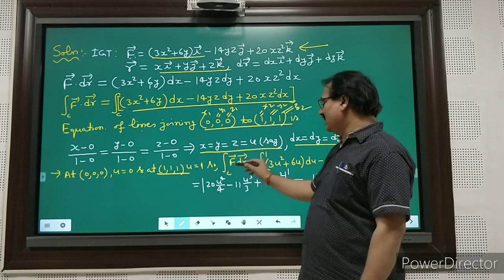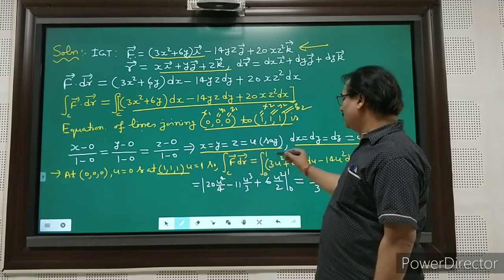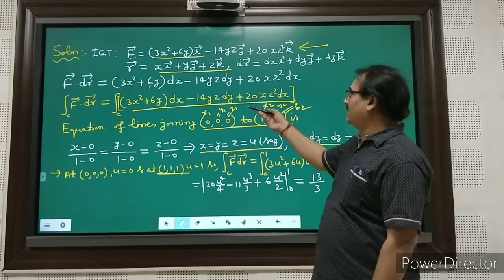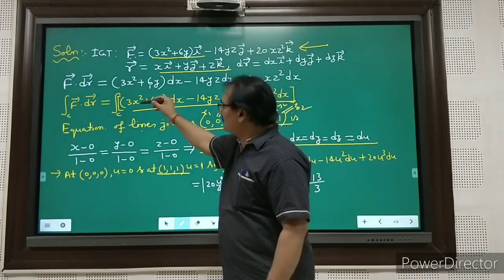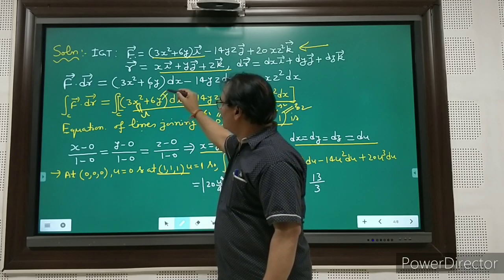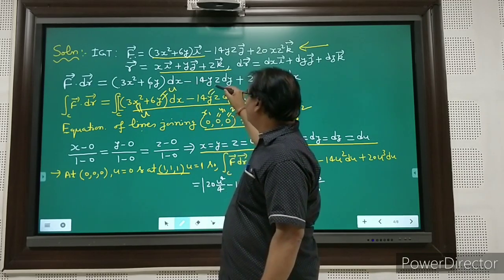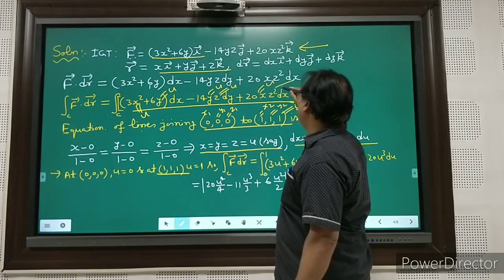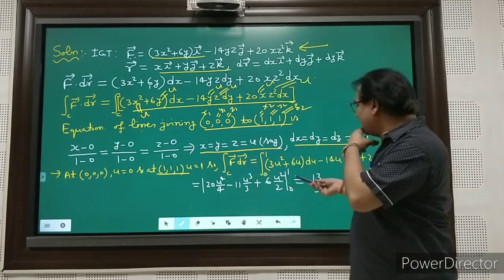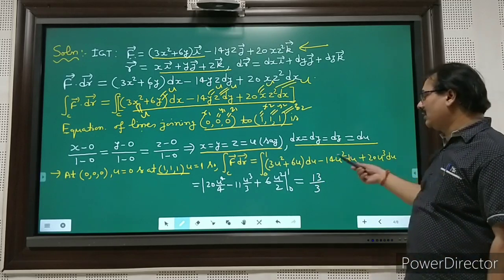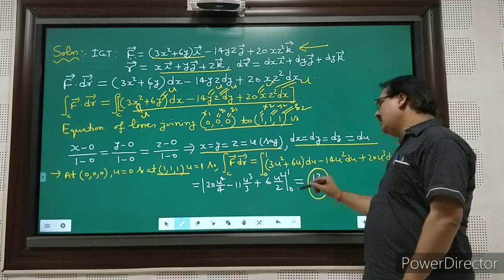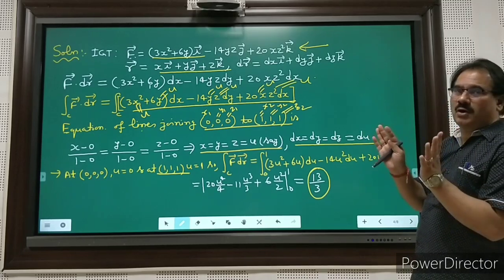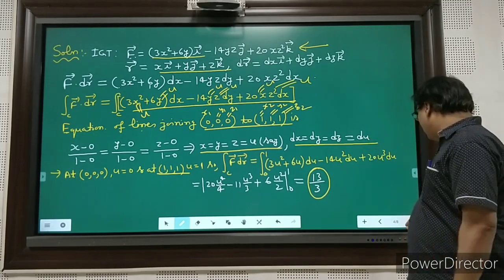It means the line integral will be from 0 to 1 of 3u squared. Everywhere you can change, you replace this as u, you replace this as u, you replace here as u. So everywhere you can replace in the form of u. Then after replacing, you will get this value, and after integration, you will get 13 by 3. So in this way, this was a different type of problem to evaluate the line integral.